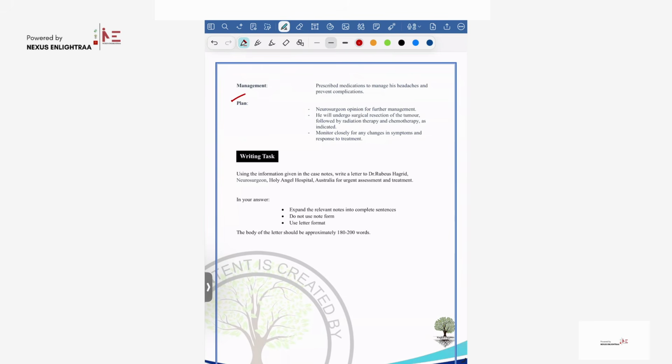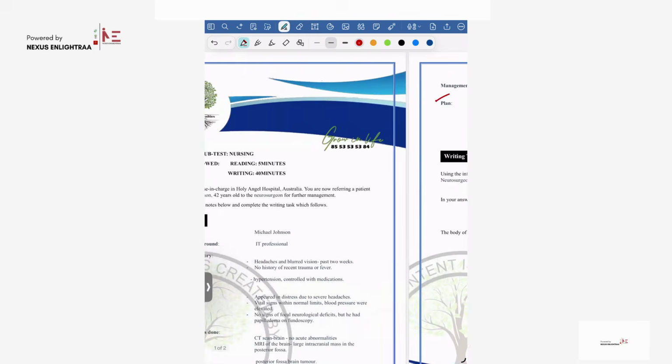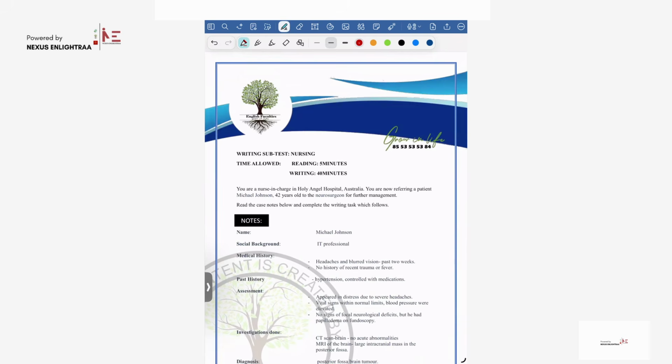Do you see how the case notes are written in short? It is incomplete phrases, right? Now, your job and every nurse's job when you're writing this letter is to understand that this is the heart of the OET writing task. It is to take these short phrases and turn them into full, clear, professional sentences. And that is what the examiners are testing. Your skill to put these notes in professional sentences. That is what the examiners are testing you for.